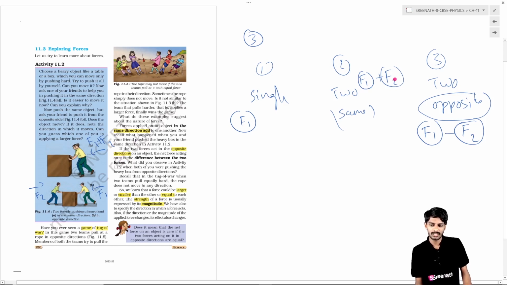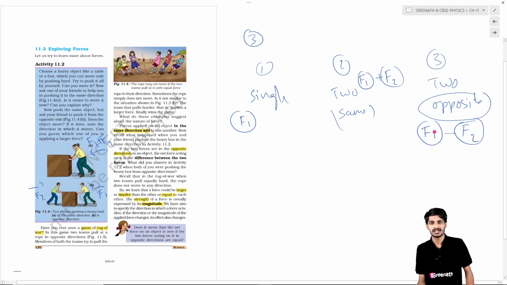Here is what we have seen. But for forces applied in opposite directions, if two forces act in opposite directions on an object, the net force acting on it is the difference between the two forces. Here two persons are trying to push it, but the resultant force is the difference of these two forces. That is, in this case F1 minus F2, but in this case it is F1 plus F2. Why F1 plus F2? Because they are applying the force in the same direction, so that's why we are adding the forces.